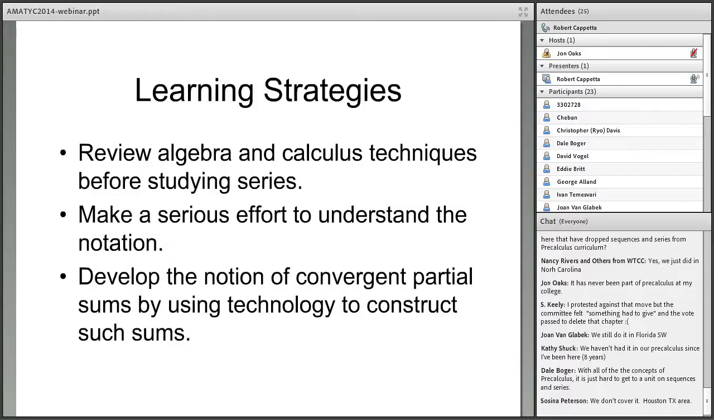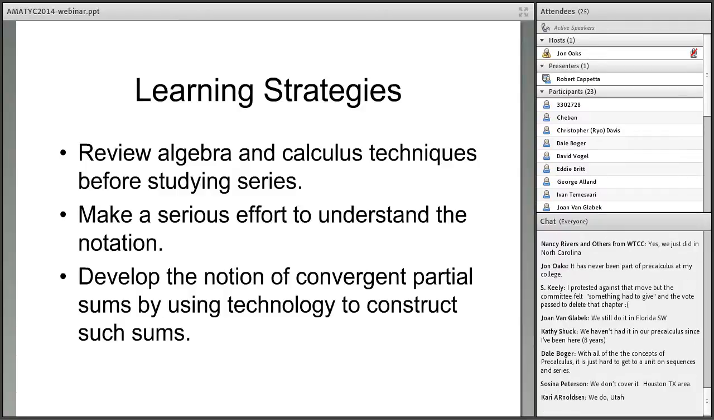So we've got some learning strategies. What are some things that students should do before getting ready to study convergence of series? The first thing I mentioned here is to review the algebra and calculus techniques that are necessary before studying series. So maybe it's worthwhile to give students a study guide to at least identify what the prerequisite skills are. Have the students look at those before the series unit begins. That might make this a little bit easier for us to work with.